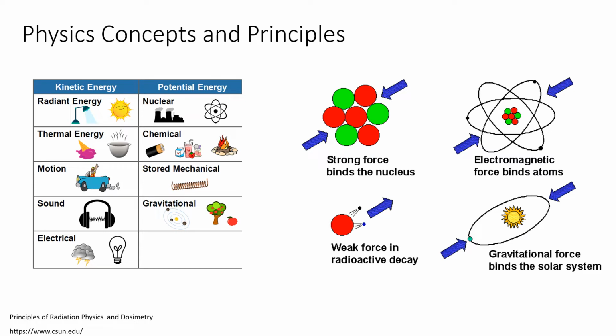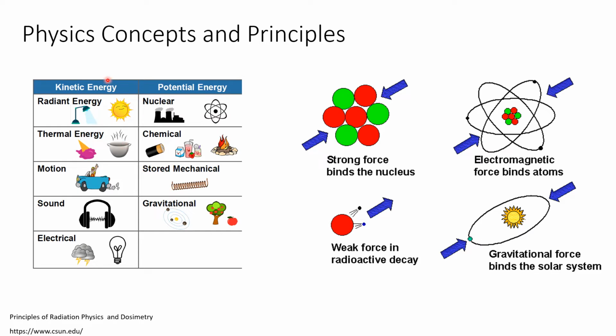Now, to better understand the concept of radiation, we need to recall first the basic concepts of physics about energy and forces. We need to connect these two concepts to better understand radiation. If you recall, energy is defined as the capacity to do work. In our basic physics, we learned that we have kinetic energy and potential energy. Kinetic energy is the energy that deals with motion.